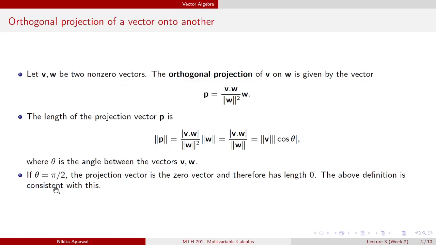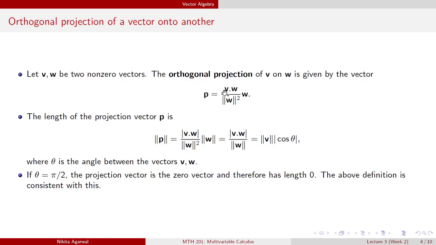Finally, when theta is pi by 2, which means u and v are perpendicular, v and w are perpendicular to each other, then there is no projection, right? When you drop a perpendicular, v is already perpendicular to w, so you get the zero vector. So the projection vector is the zero vector and therefore its length is 0. And therefore the above definitions are consistent with this fact, right?